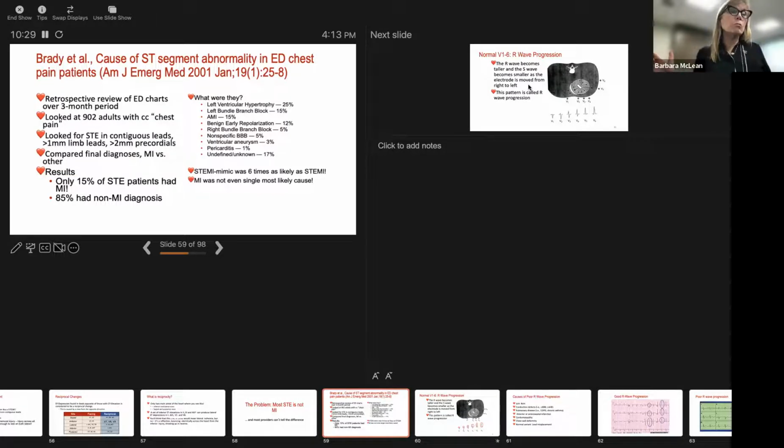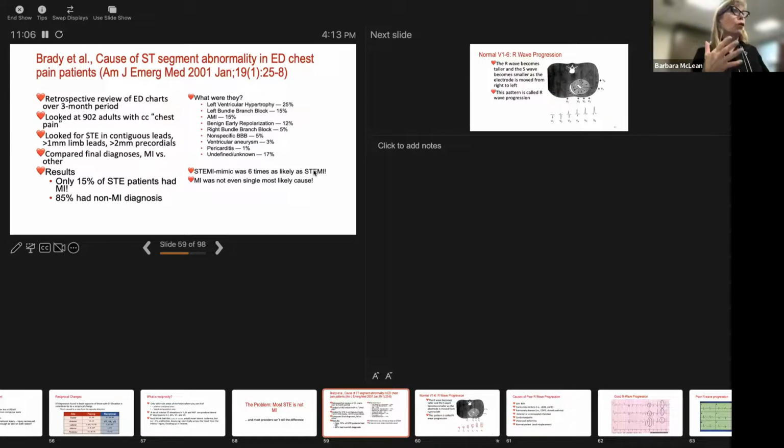So those are the two major reasons that we see abnormal ST segment elevation in V1, V2, V3. And that tells us to be very, very cautious. In this study, this was 902 patients in the emergency department. STEMI mimics, most particularly LVH and LBBB, were 6 times more likely than an actual STEMI. Wow. Okay, that's really significant.